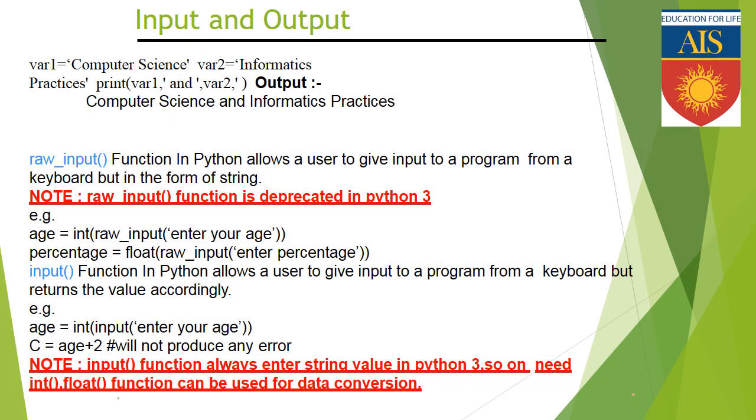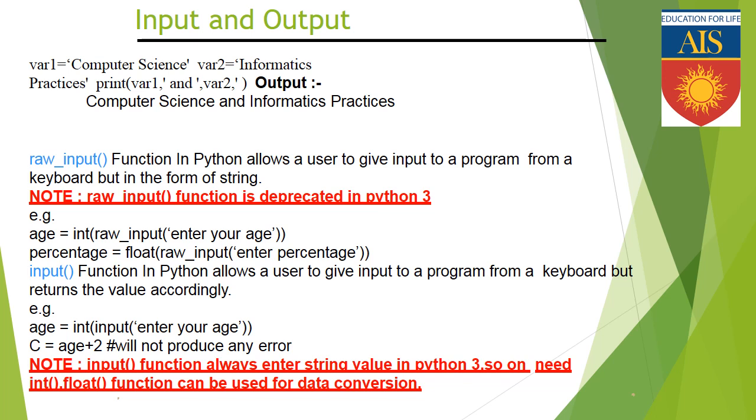Next, input and output. For example, var1 = "computer science" and var2 = "informatics practices". The next line will be print var1 and var2, then the output will be computer science and informatics practices. That means with the help of the AND operator and single inverted commas we can join two variables together.